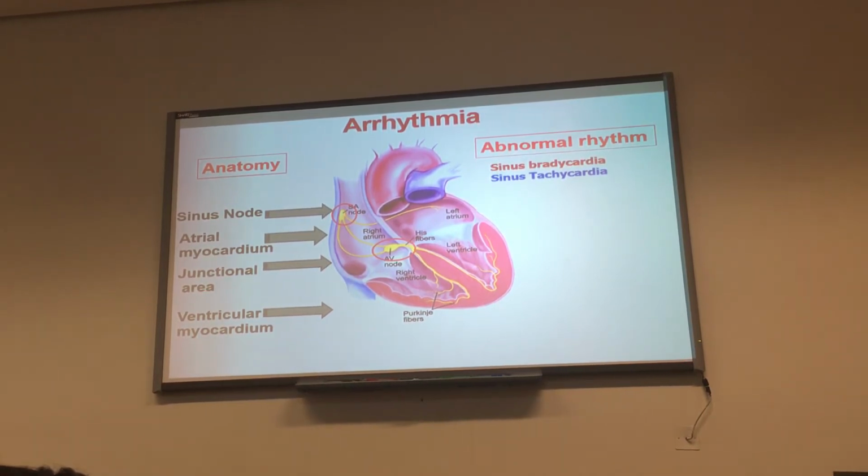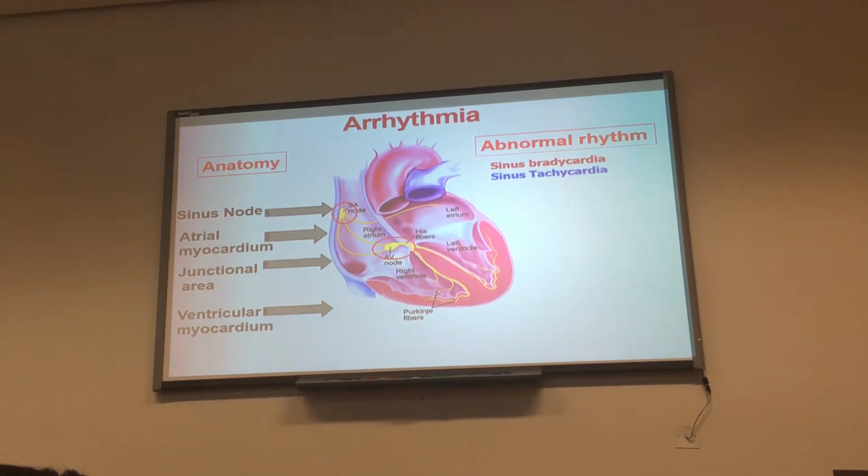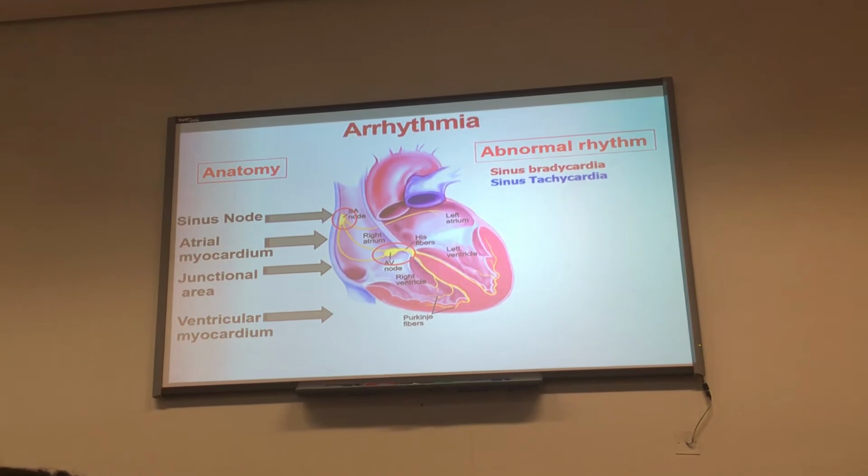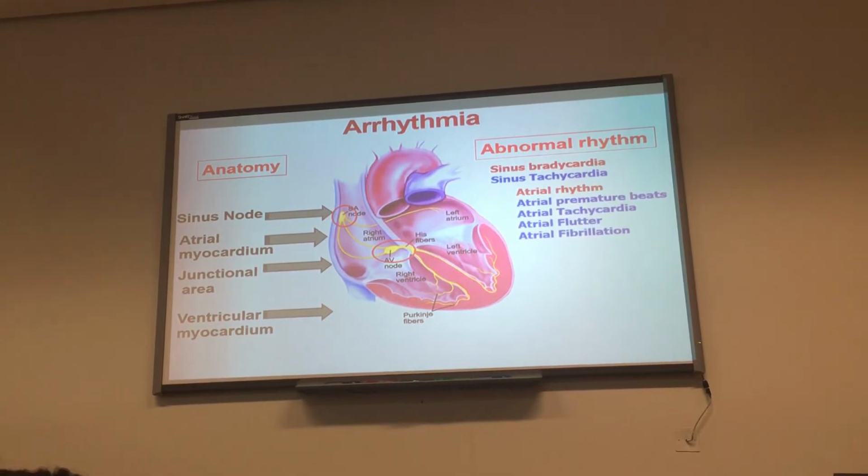The other part is the atrium. So what arrhythmia can come from the atrium? Premature atrial beats, atrial fibrillation, atrial flutter, and of course atrial tachycardia. So remember, tachycardia coming from the atrium is atrial tachycardia.